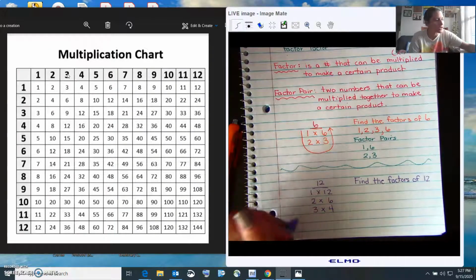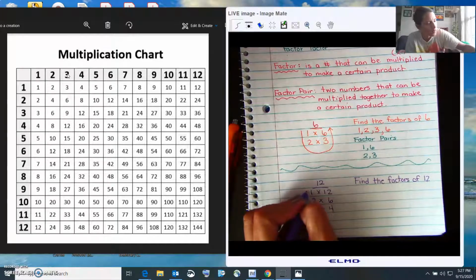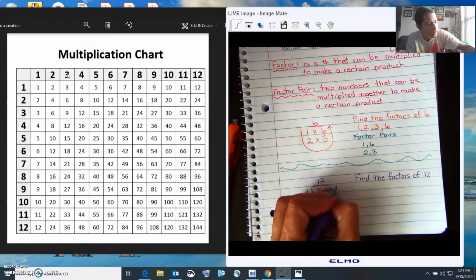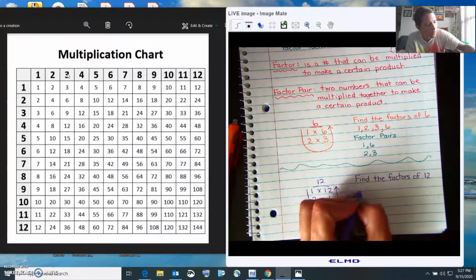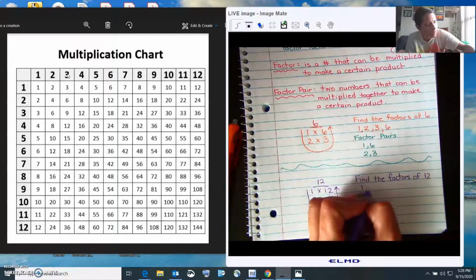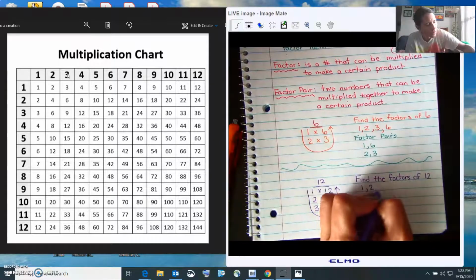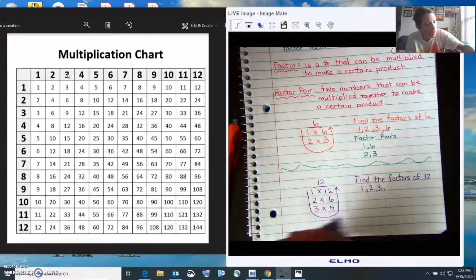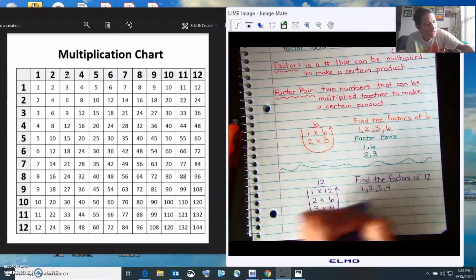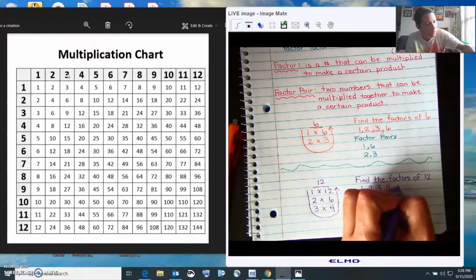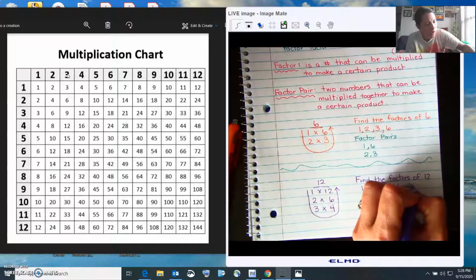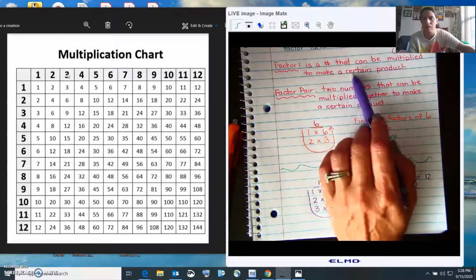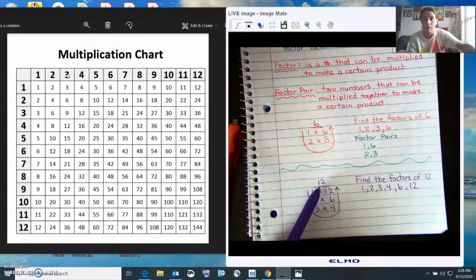So then the factors are, I use my arrow, I come down and around to help me remember which way to write them. So my factors are 1, 2, 3, 4, 6, and 12. Those are all the numbers that can be multiplied to make a certain product, and our product is 12 on this one.